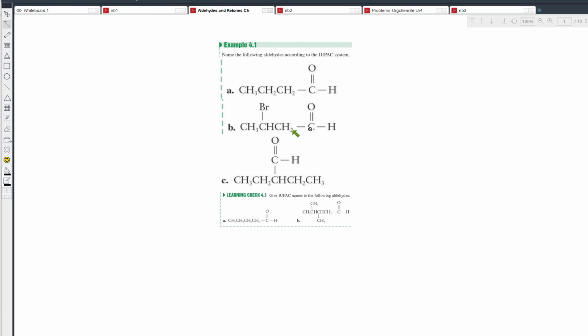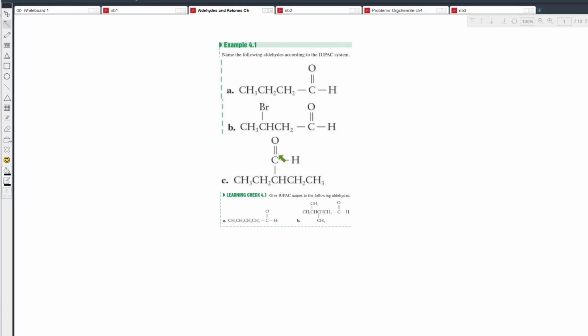B, we got 1, 2, 3, 4 carbons. Bromo at carbon 3. It should be 3-bromo, and without any gap, just write butanol now. No gap. Butanol, okay.